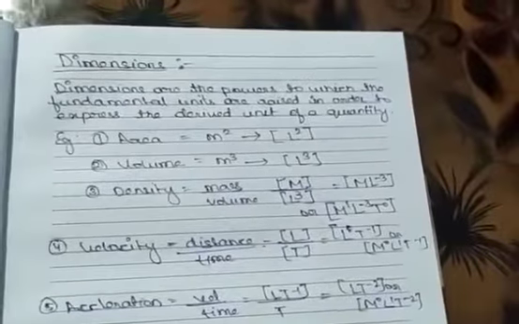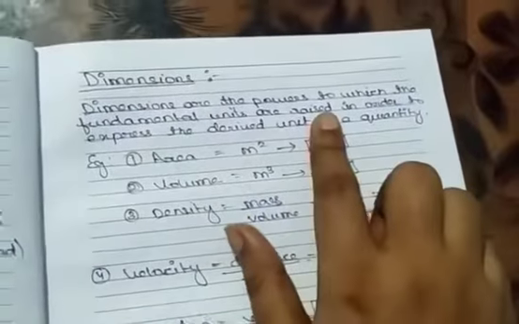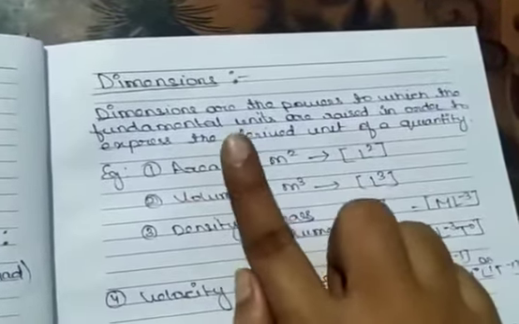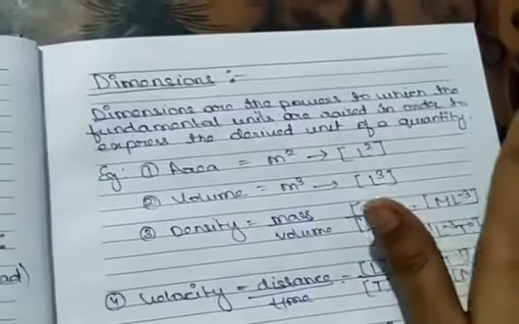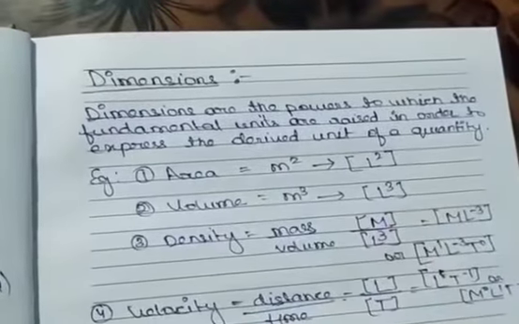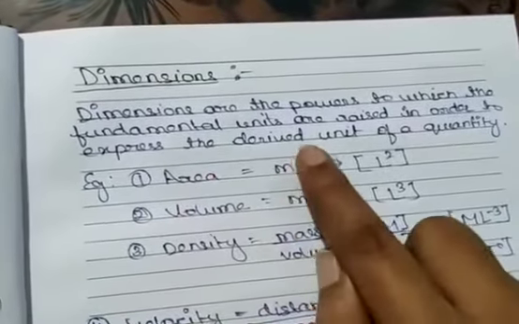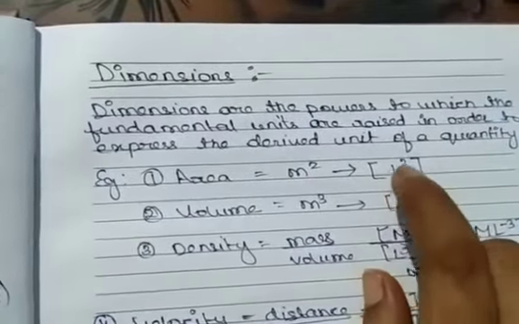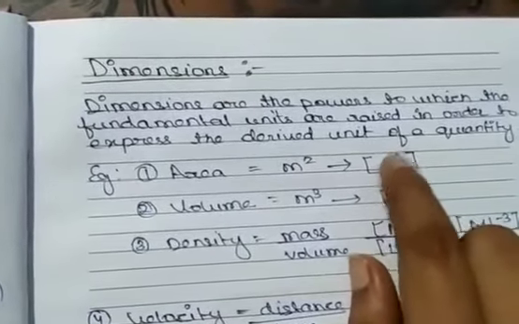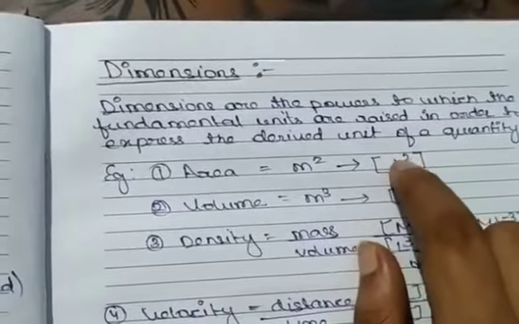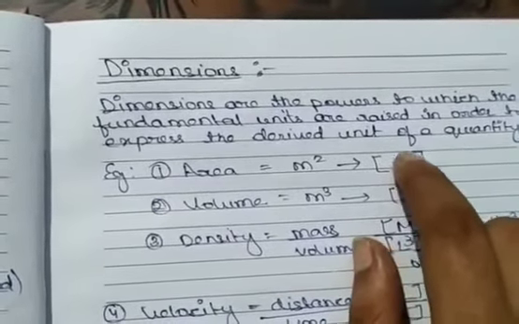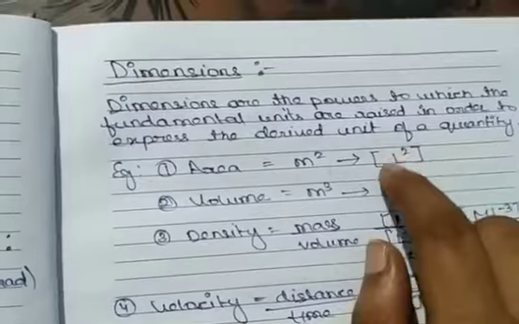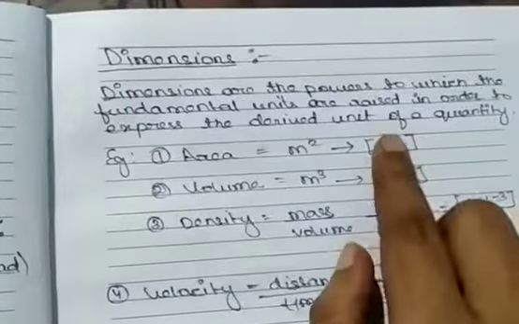So now let us talk about dimension. Dimensions are the powers to which the fundamental units are raised in order to express the derived unit of a quantity. Not understood? Let us make it more clear. Suppose area, meter square. So length 2 times we are multiplying. So what is the dimension of length over here? It is 2. So dimension is giving the power. Here 2 times length is multiplied, so fundamental unit is multiplied 2 times so that we get a derived unit.